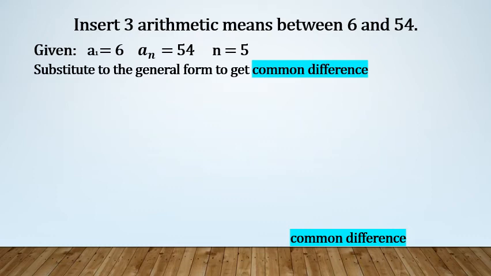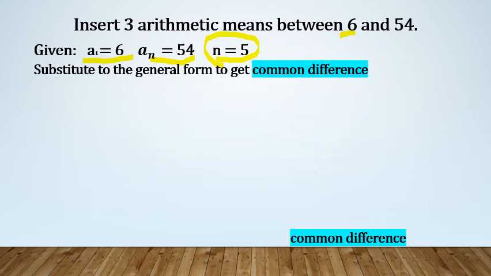Okay, sagutan natin. Ang given mula sa ibinigay na problem ay a sub 1, we have 6 kasi yun ang first term. A sub n is 54, yun ang last term. Saan galing ang n? Ang n kasi ay sa number of terms. Diba meron tayong 6 and 54, dalawa na, plus 3, we have 5.